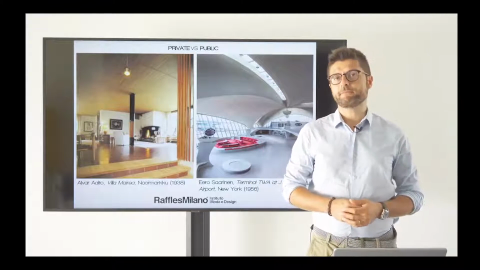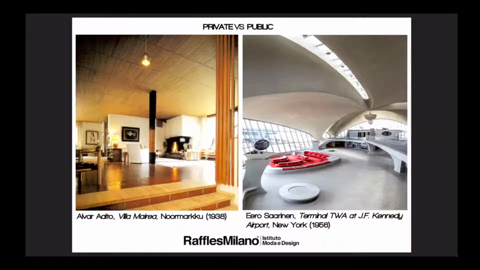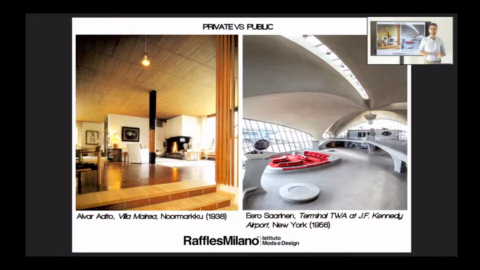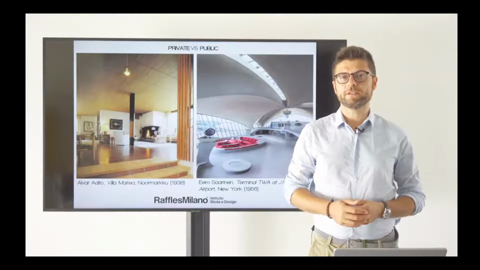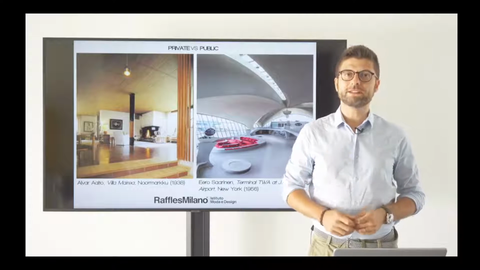On the left, we see one of the most beautiful houses, designed by the Finnish architect Alvar Aalto, Villa Mairea, a house that is designed for a specific family, so for specific users. While instead, on the right, we see the TWA terminal at JFK, John F. Kennedy Airport in New York, designed by the Finnish-American architect Eero Saarinen. And here the space instead is open to everybody, is not customized to someone specific.